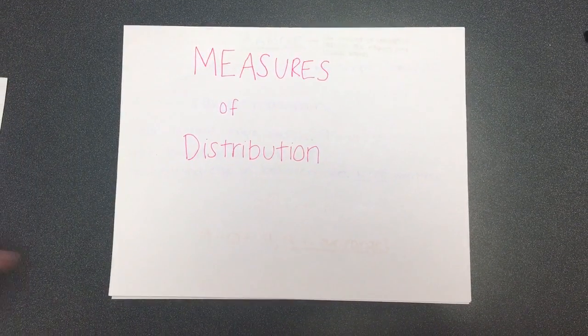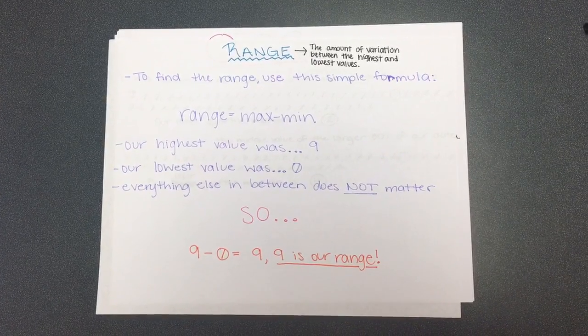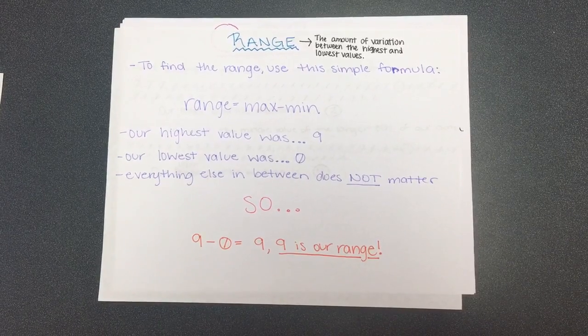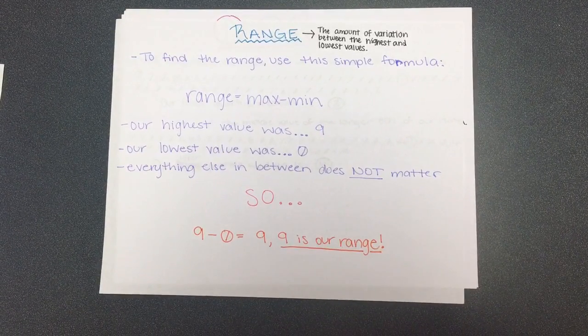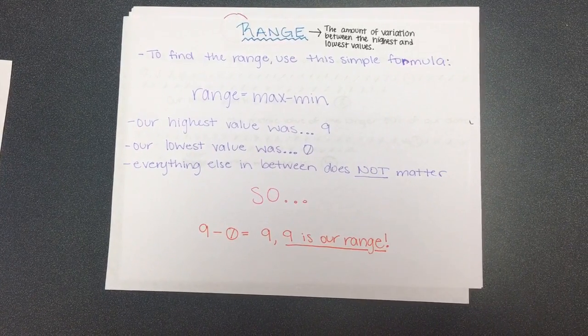Next, we focus on measures of distribution. First, we started with range, which is the amount of variation between the highest and lowest values. To find the range, use the simple formula: range equals max minus min. Our highest value was 9, and our lowest value was 0. So we did 9 minus 0, which equals 9. So this results in 9 being our range.